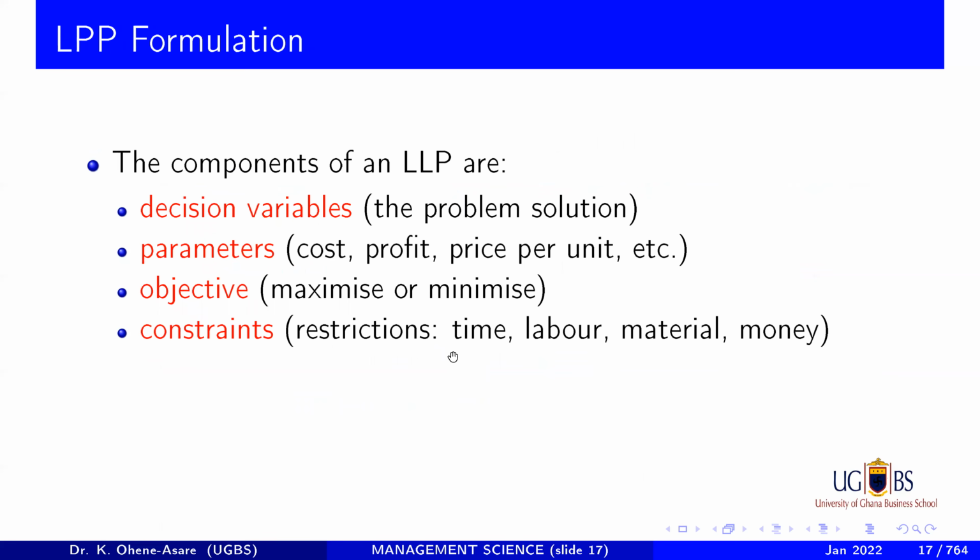What are the components of a linear programming problem? Well, the components are here. First, you need to know a decision variable. A decision variable, listen carefully because this is critical. This is important. This is where you need to get it right.